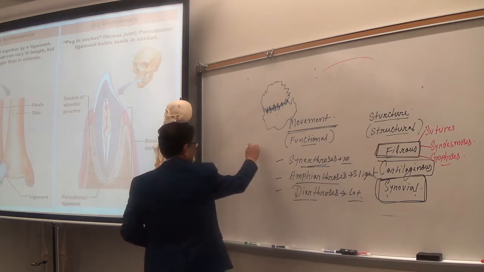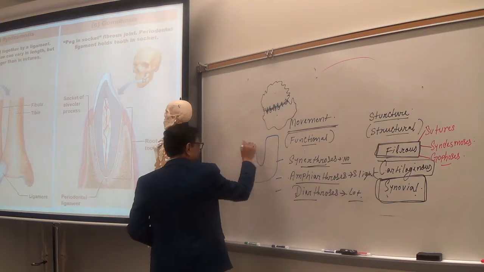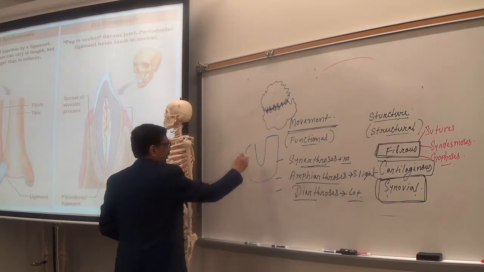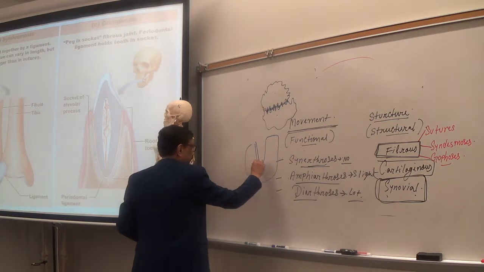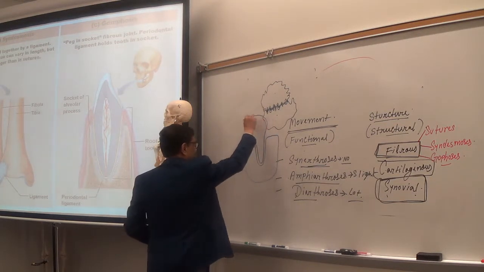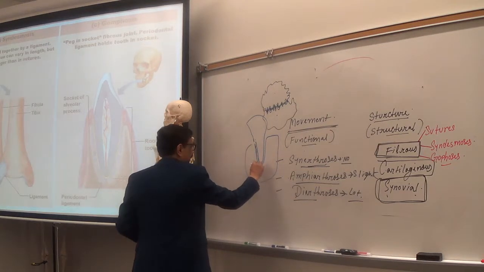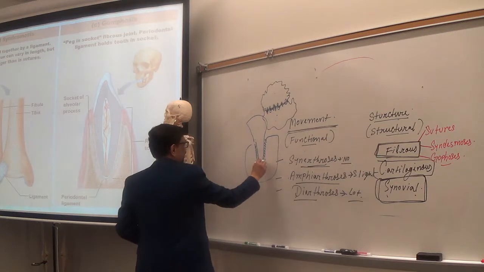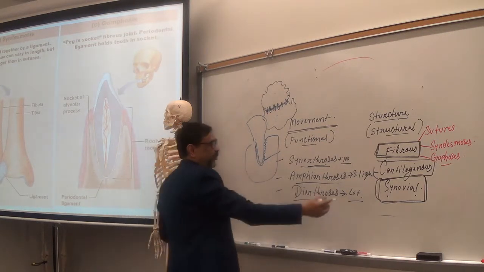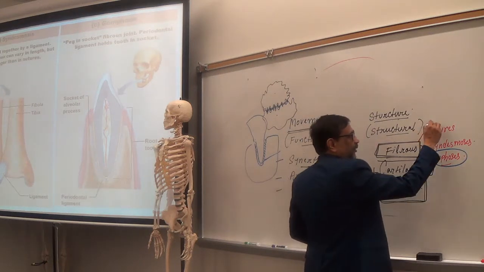So this is the bony socket, this is the bone, okay, like your mandible, and this is the root of your tooth. This is the tooth, and here you have the ligament that is called the periodontal ligament. So this is a gomphosis type joint. Okay, let's go back.